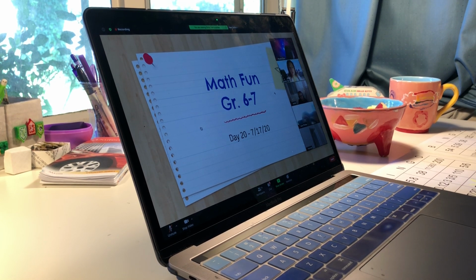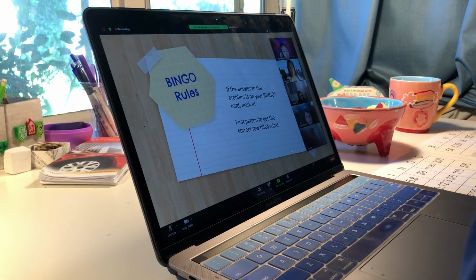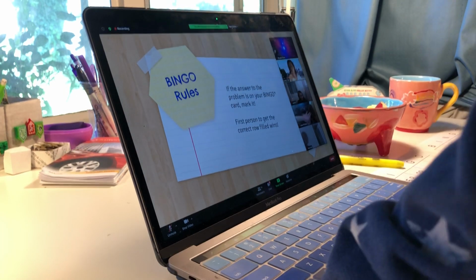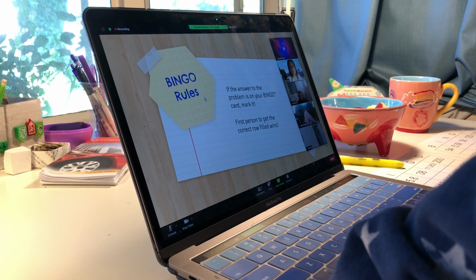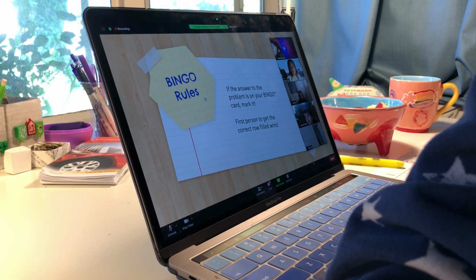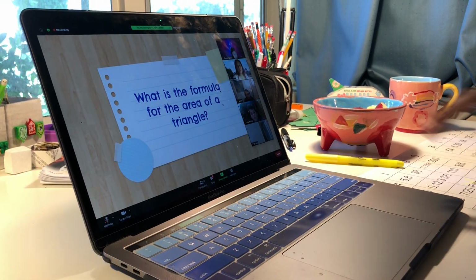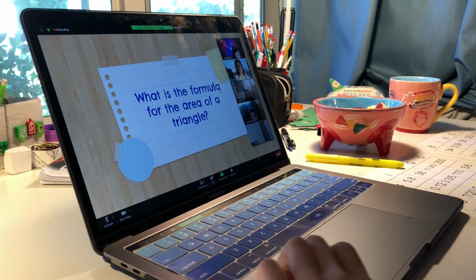All right. So if the answer to the problem is on your bingo card, mark it. First person to get the correct row, right now we're going for diagonals, wins. All right, here's your first question. What is the formula for the area of a triangle?